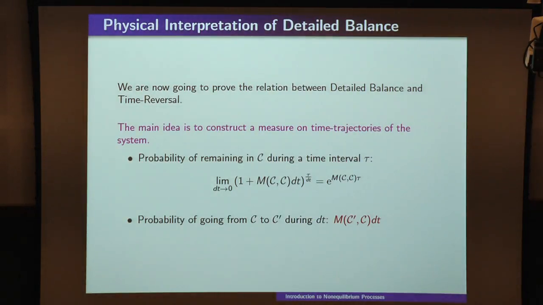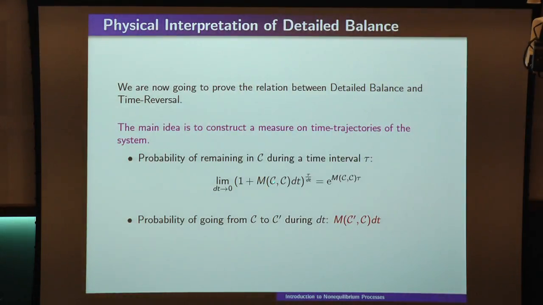And then what is the probability of remaining in a configuration during a time tau? Well, the probability of remaining in configuration C is the probability of not exiting from it, not going out. Remember, I told you the probability of going out per unit time is M_C→C', summed over all C primes, times dt. So this is the probability of exiting. So 1 minus this is the probability of remaining in configuration C during time dt. But this, we changed its name and decided to call it the diagonal term. So 1 plus M_CC dt is the probability of remaining during time interval dt in configuration C.